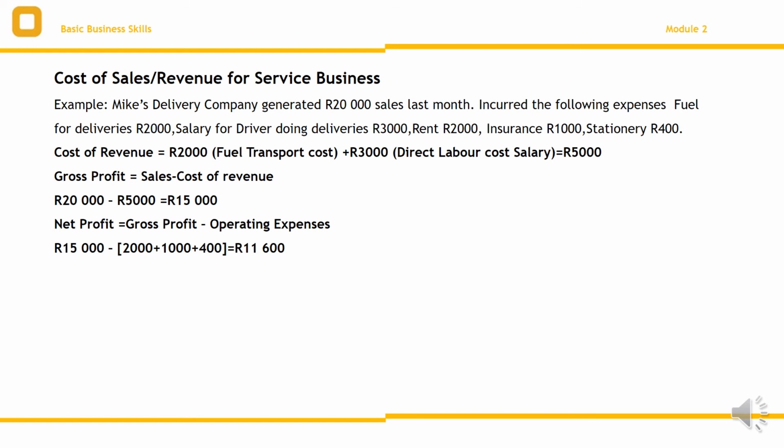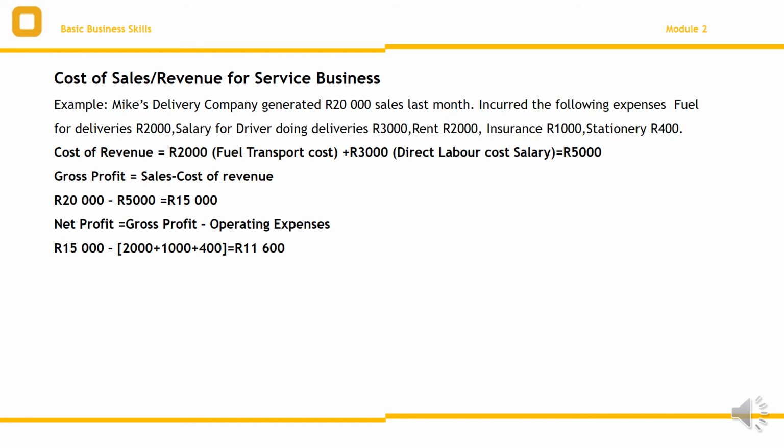Remember, we said to calculate your cost of revenue, you need to add all the direct costs that are involved in you actually rendering the service. So in this instance, Mike is a delivery company, meaning that his core service or his core business is providing delivery services.